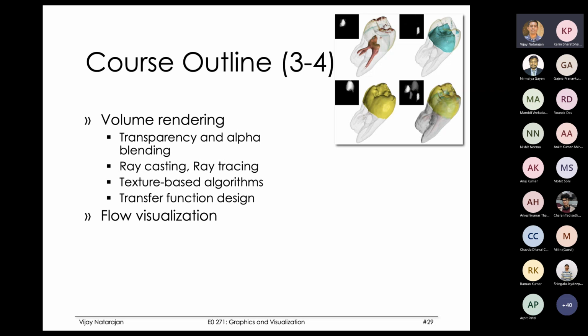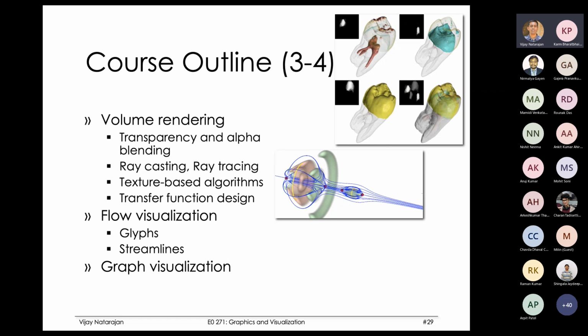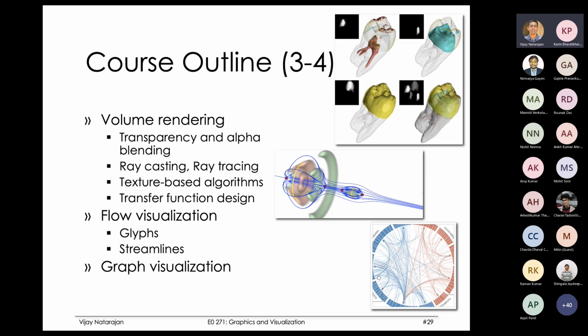Next, we will move on to the visualization of flow, like velocity or force, and so on. We will study different techniques for this, from simple techniques like glyphs to more sophisticated integration-based techniques like streamlines. And then we will move on to visualizing graphs and trees and hierarchical structures. This, by the way, is the visualization of a streamline in a flow. And this is one of the visualizations we saw earlier of an interaction network, or actually a co-voting network in the Congress, I think.